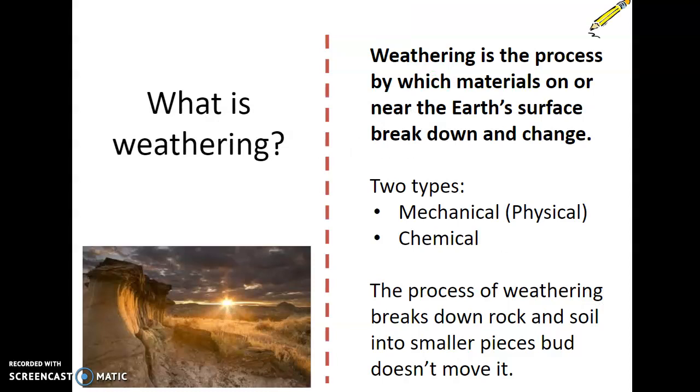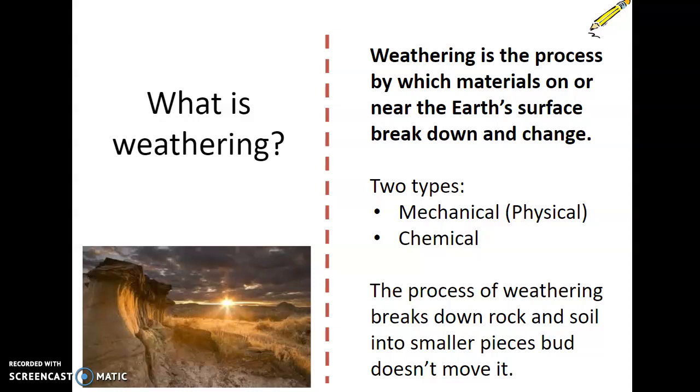Okay, so what is weathering? Weathering is the process by which materials on or near the Earth's surface break down and change. So there are two types of weathering that we're going to talk about: mechanical weathering, which is also known as physical weathering, and chemical weathering.